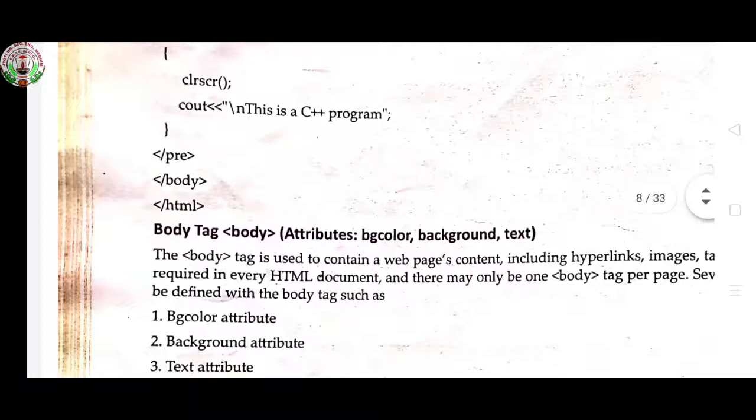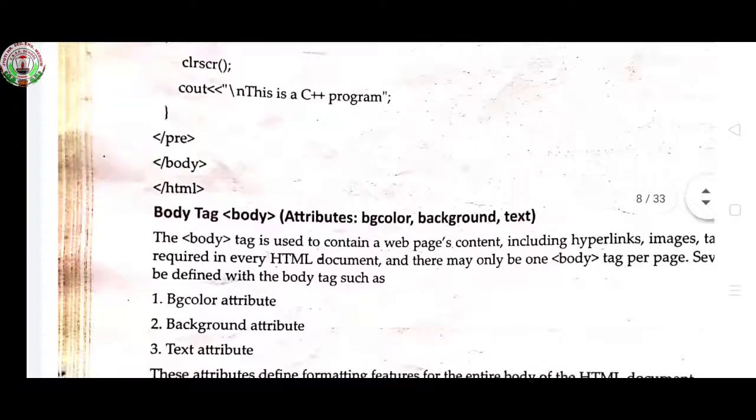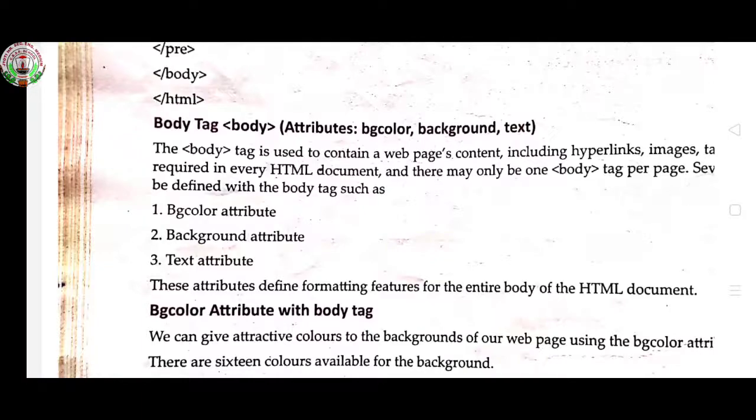Body tag. The body tag attributes are BGCOLOR, background and text. The body tag is used to contain web page content including hyperlinks and images. It is required in every HTML document, and there may only be one body tag per page. So we define, with the body tag, attributes such as the BGCOLOR attribute, background attribute and text attribute. These attributes define formatting features for the entire body of the HTML document.